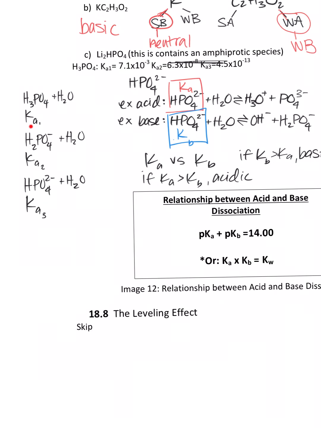So the first Ka refers to the losing of the first hydrogen. So this has all the hydrogens, it's about to donate one to water. So that's the process of it losing the first one. Ka2 is losing the second one, and Ka3 is losing the third or the last hydrogen. So I have my Ka value for hydrogen phosphate. Ka3 is the Ka for hydrogen phosphate, which is equal to what we have up here, 4.5 times 10 to the negative 13.